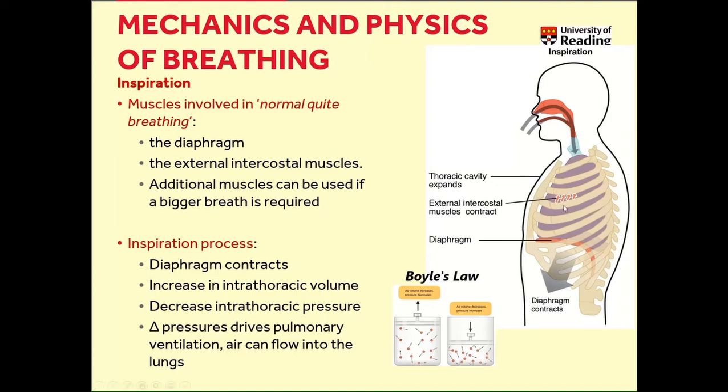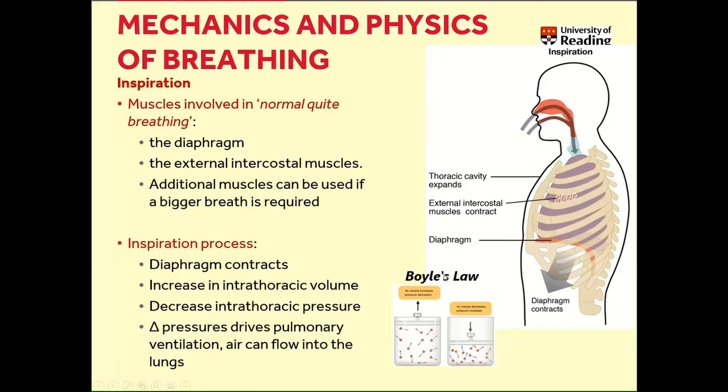Contraction of the external intercostal muscles will move the ribs upward and also outward. By doing so, the rib cage will expand and will increase the volume of the thoracic cavity. Because of adhesive forces of the pleural fluid, the expansion of the thoracic cavity will force the lung to stretch and expand as well. This will result in an increase in the intrathoracic volume. Because of that, there will be a decrease in the intrathoracic pressure.